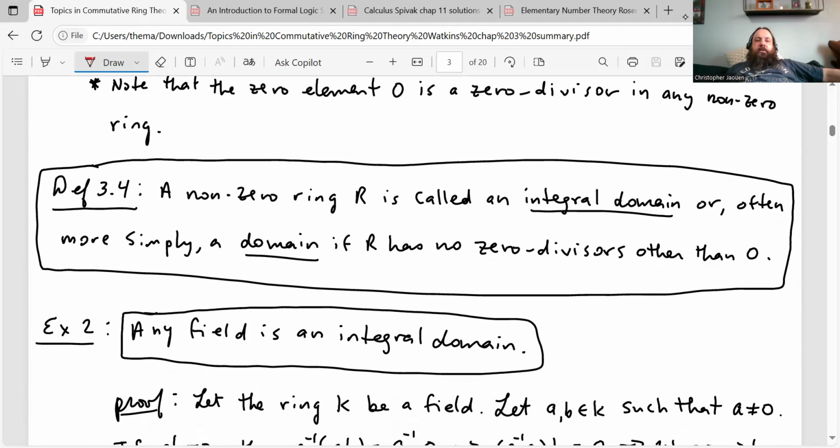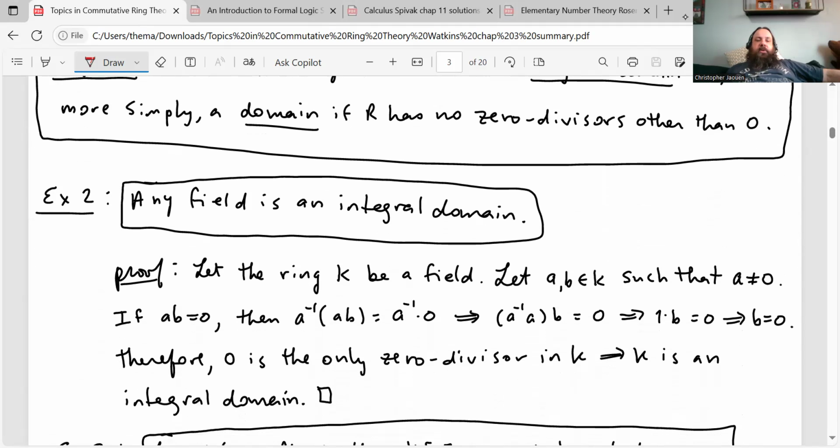All right, and then we get to definition 3.4. A non-zero ring R is called an integral domain, or often more simply, a domain, if R has no zero divisors other than zero. And then we have example 2, which is this statement here. Any field is an integral domain.